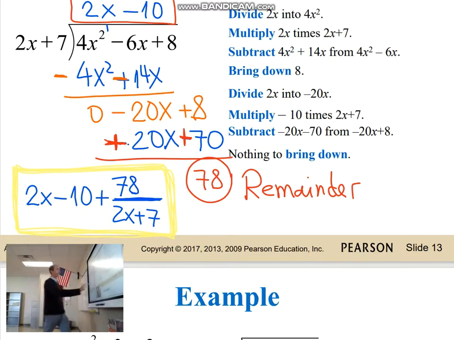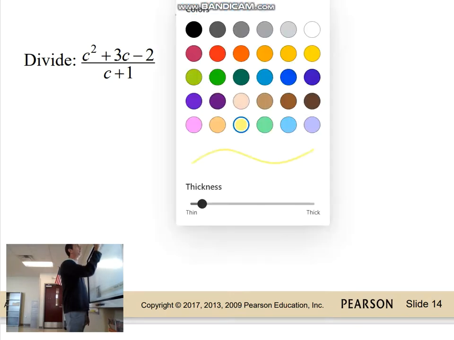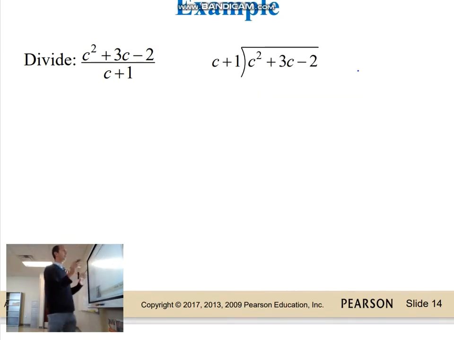Okay, now another example, and if you have a fraction like this, c squared plus 3c minus 2 over c plus 1, you can rewrite it as a long division like this, and then you're going to have the polynomial c squared plus 3c minus 2 divided by c plus 1, and let's work this out. Let's follow this step by step. You have to divide first c squared by c, and you're going to have c as a result.